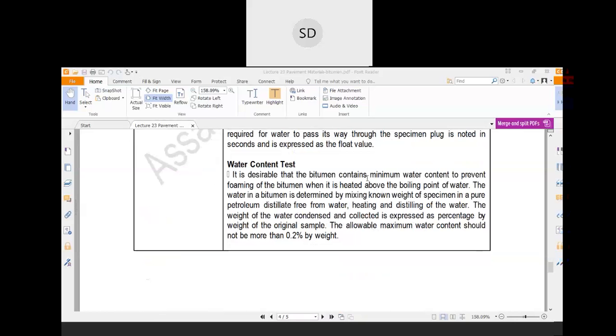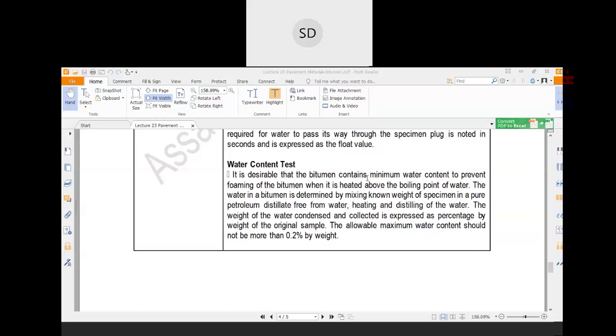Then another test is the water content test. It is desirable that the bitumen contains minimum water content to prevent foaming of the bitumen when it is heated above the boiling point of water. Sometimes in the bitumen content, there may be some excessive water content which will disintegrate the total structure. Now, the water in the bitumen is determined by mixing a known weight of specimen in a pure petroleum distillate free from water, heating and distilling the water.